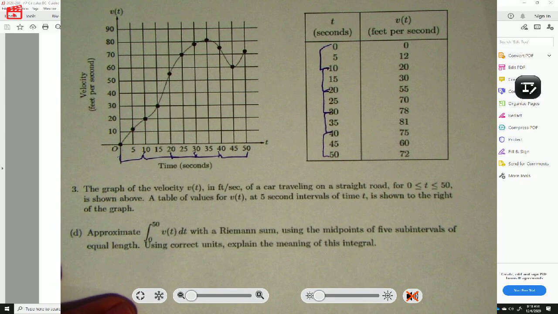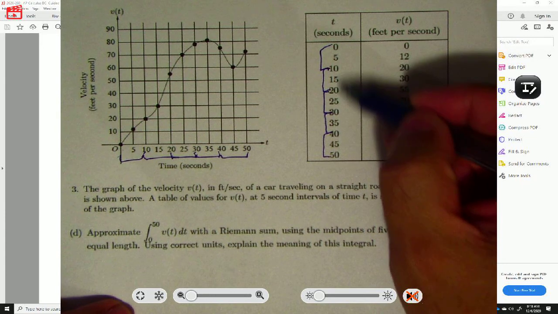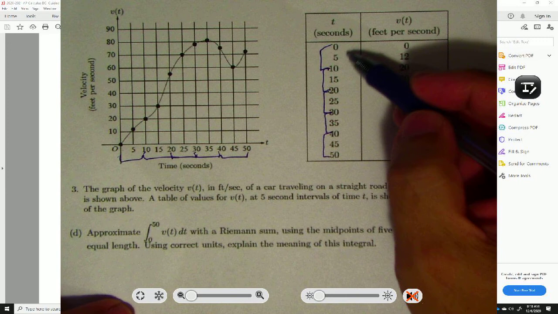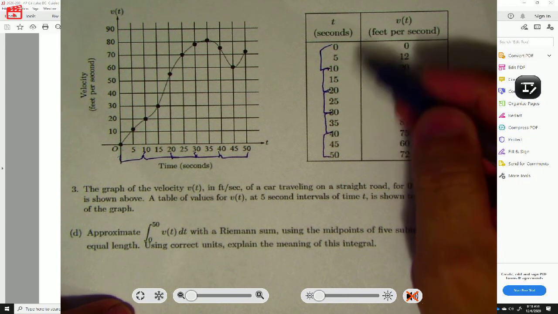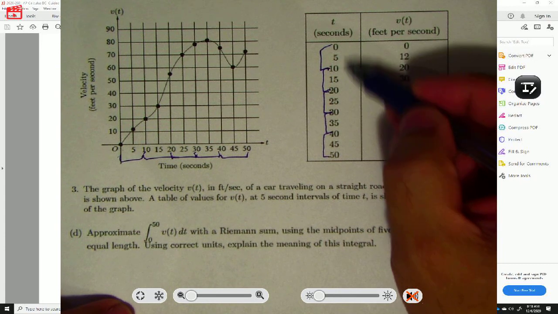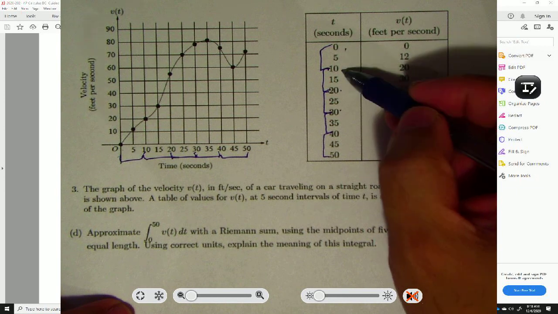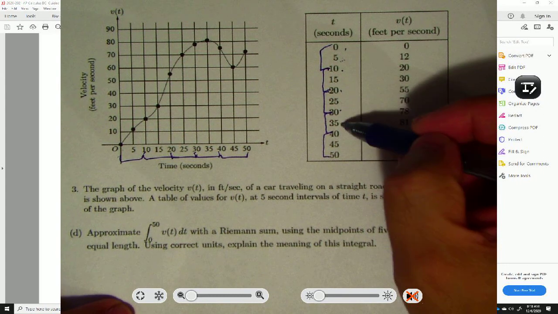But now I'm using midpoint. The midpoint version is only possible when these units are uniform. That's actually kind of rare, but if they do make them uniform, that means they want you to use the midpoint. Here each subinterval is 10 units wide, and the midpoint is at the 5. So the midpoints are at 5, 15, 25, 35, and 45.